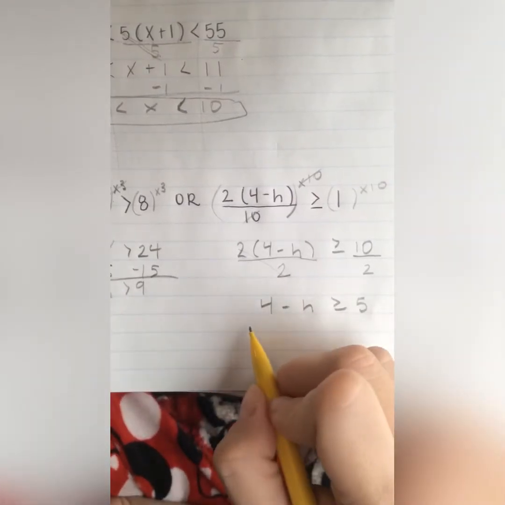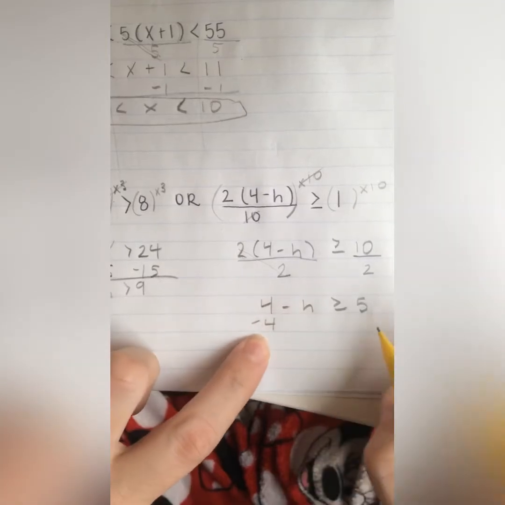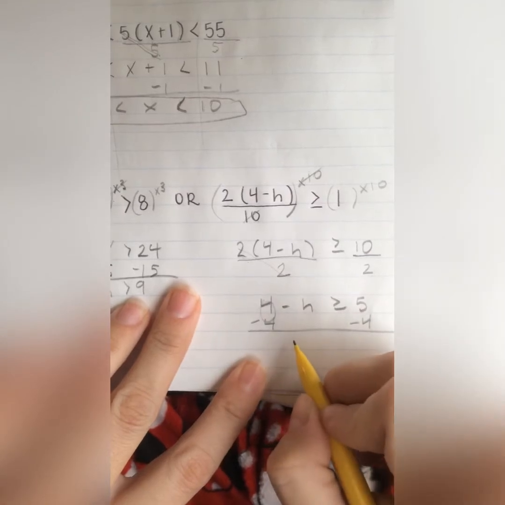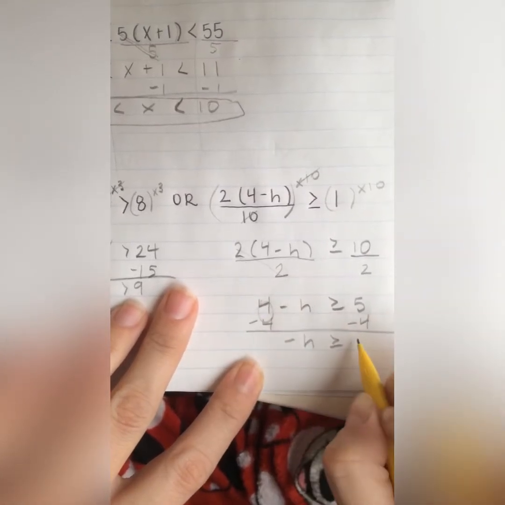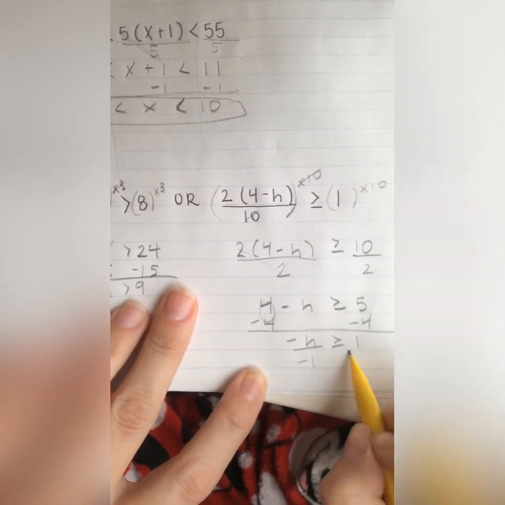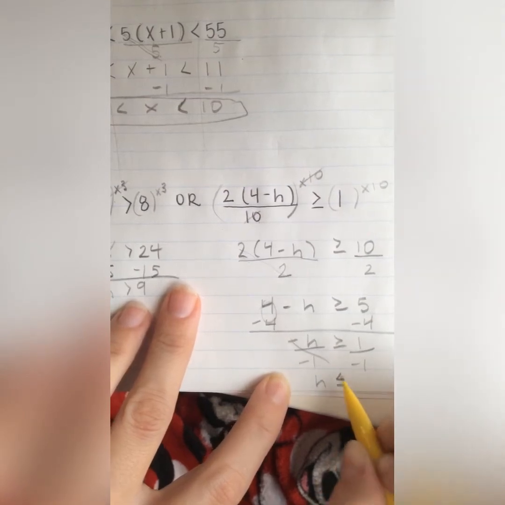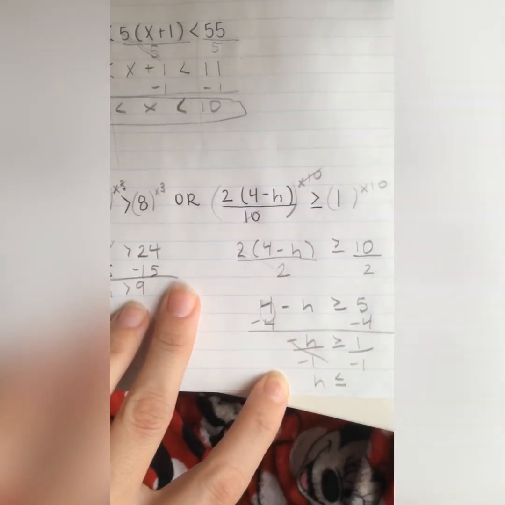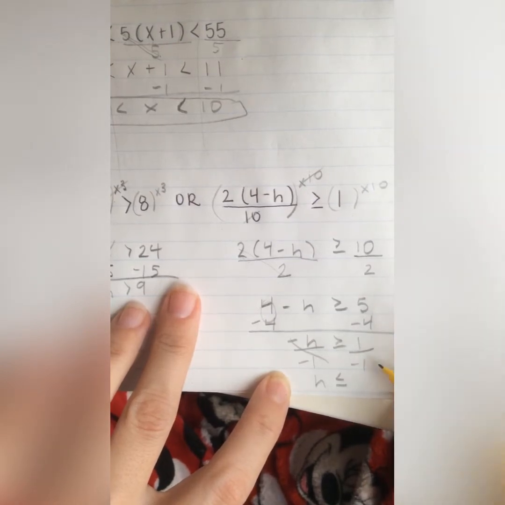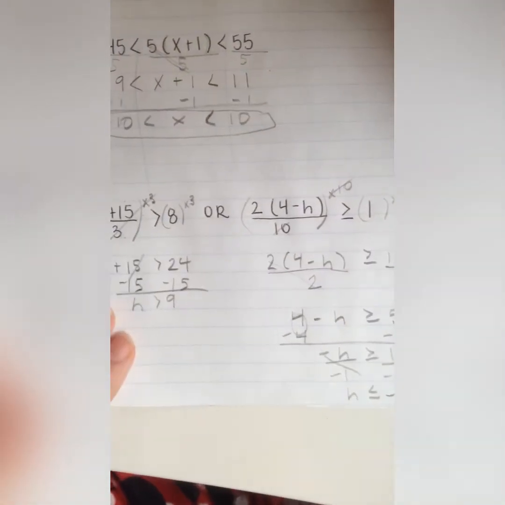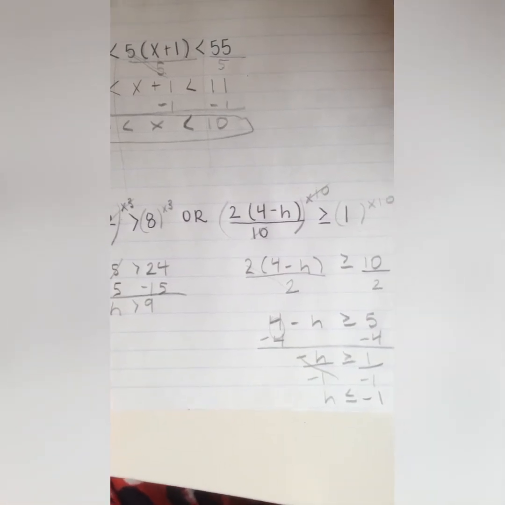Trying to get h by itself still, so we want to cancel out a positive 4 by doing minus 4. So we get negative h is greater than or equal to 1. Divide by negative 1, and we get h, our inequality flips because we divided by a negative. And 1 divided by negative 1 is a negative 1. So those would be our 2 inequalities. H is greater than 9 and h is less than or equal to negative 1.